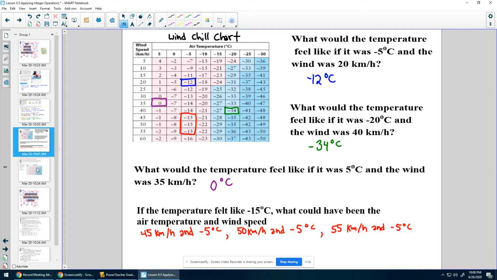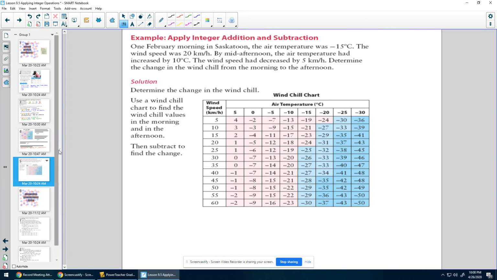All right. Last problem of our notes here. Apply integer addition and subtraction. On a February morning in Saskatoon, the air temperature was minus 15 degrees Celsius. The wind speed was 20 kilometers per hour. By mid-afternoon, the air temperature had increased by 10 degrees Celsius. The wind speed had decreased by 5 kilometers an hour. Determine the change in the wind chill from the morning to the afternoon.